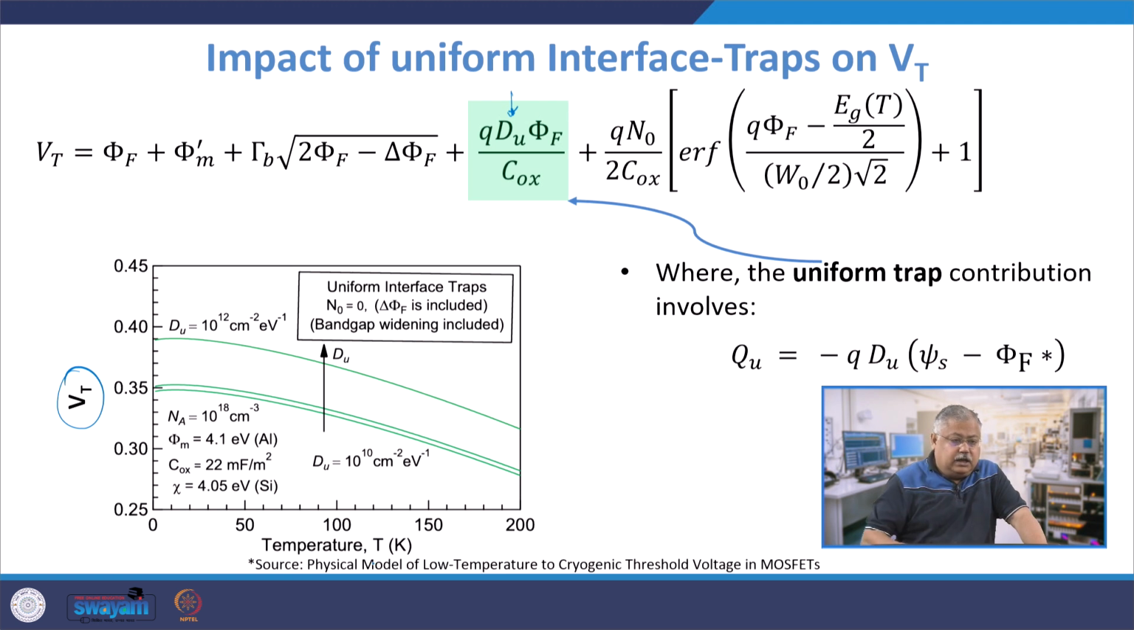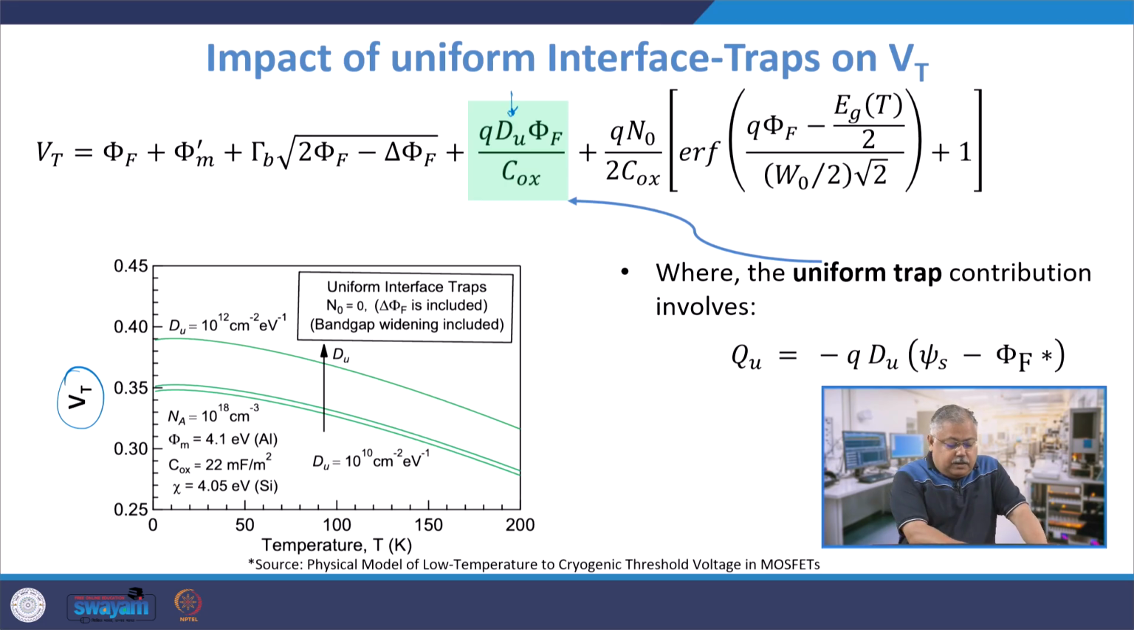Du means basically the uniform trap charge density, and as you make it go from 10 to the power 10 to 10 to the power 12, even at low temperature, there is a substantial change of 50 millivolts, even with a 2 order change in the value of your interface trap charges, right? Higher the value, higher is the threshold voltage. You all know the physical reasoning behind it.